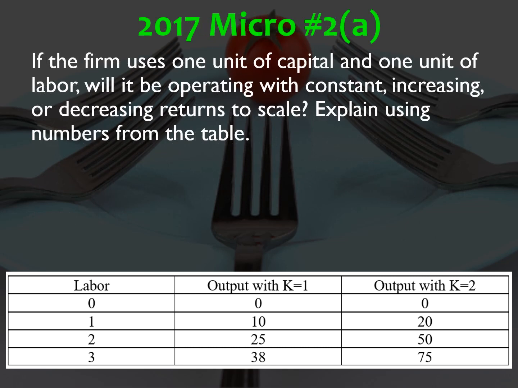Part A, if the firm uses 1 unit of capital and 1 unit of labor, will it be operating with constant, increasing, or decreasing returns to scale? Explain using numbers from the table.